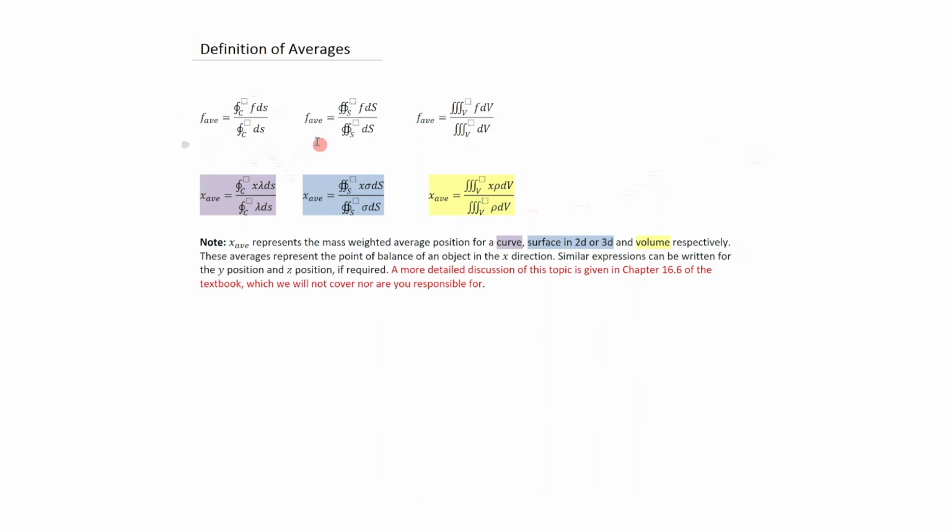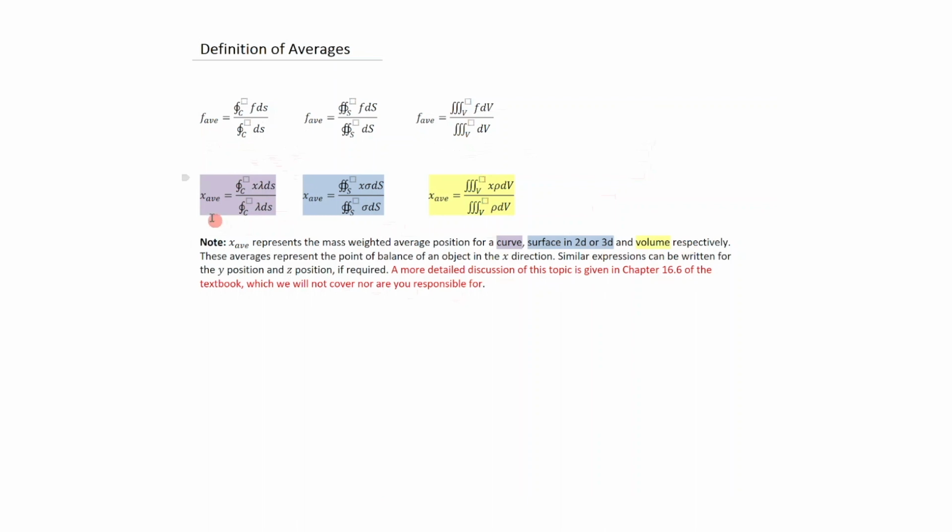Similarly, if you're dealing with a curved surface, then what you'd be looking at involves kilograms per meter squared, and you're computing the total mass on the surface and dividing by the area of the surface. So this gives you the average mass density. You can also do this with a volume, in which case this would be a volume density, and this would be an average volume density. Now, there are other things you can try, for instance a weighted average. This would represent the mass-weighted average position for a curved line, a surface in 2D or 3D, and a volume, respectively.